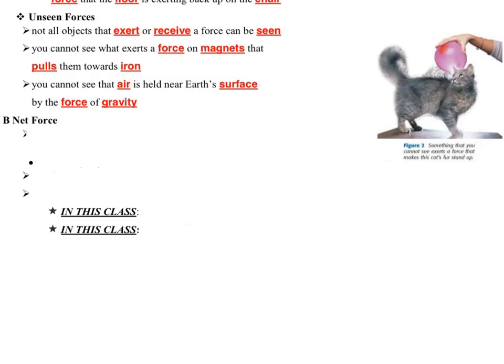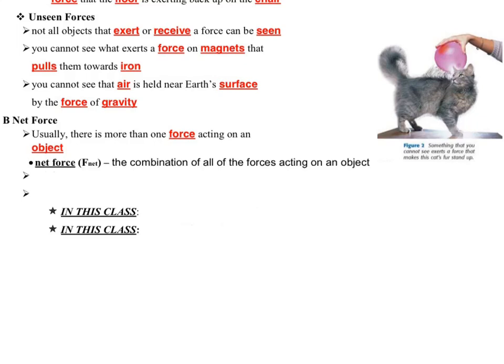Okay, when we're looking at objects, is there usually just one force acting on an object, or more than one force? The answer is usually there's more than one force acting on an object, probably almost always. So when we have more than one force acting on an object, we can combine all these forces together. What is the combination of all the forces acting on an object? The answer is net force.